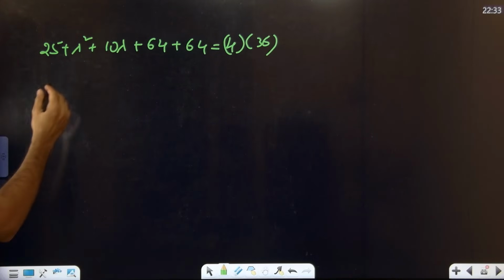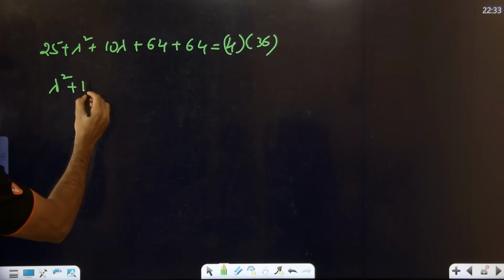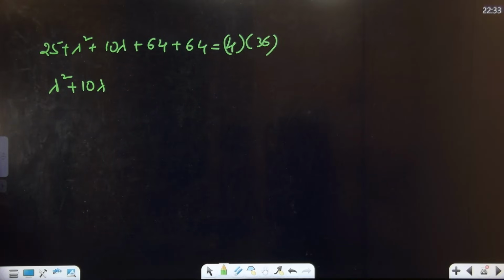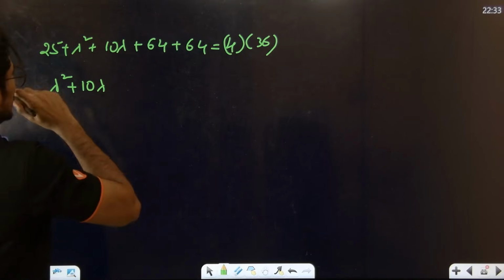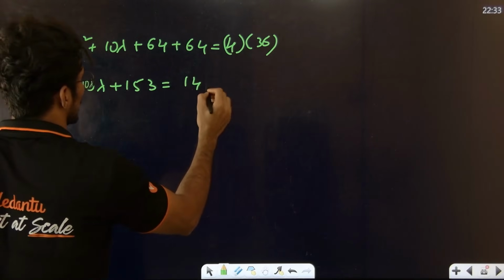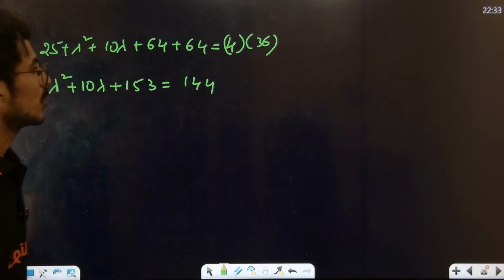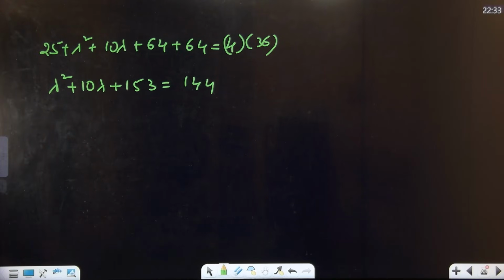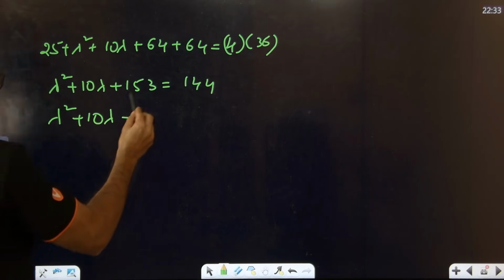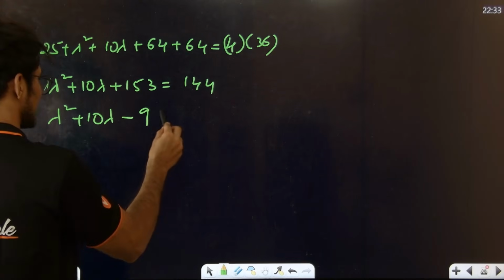So tell me here, lambda square plus 10 lambda. So 128 plus 25, 153. Otherwise we'll do one thing. Let it be, no problem. 153 is equal to 144, correct? 72 into 4, 72. Yes or no? 144, sir. Now I'll do one thing. Lambda square plus 10 lambda minus how much, sir? Minus 9 is equal to 0.